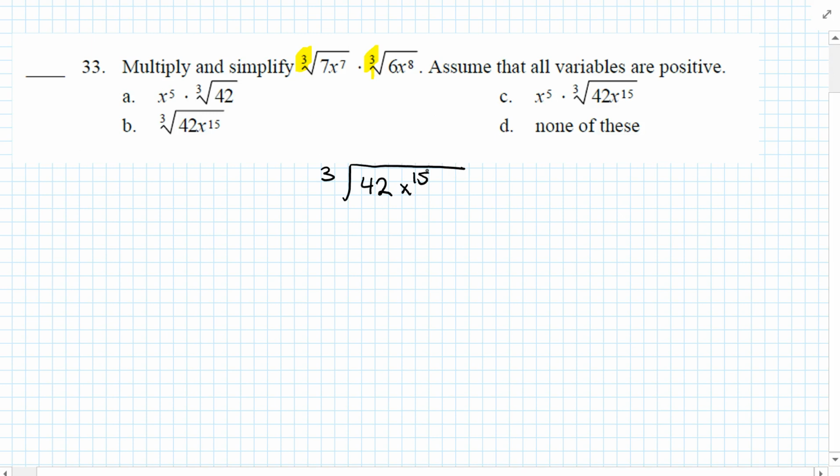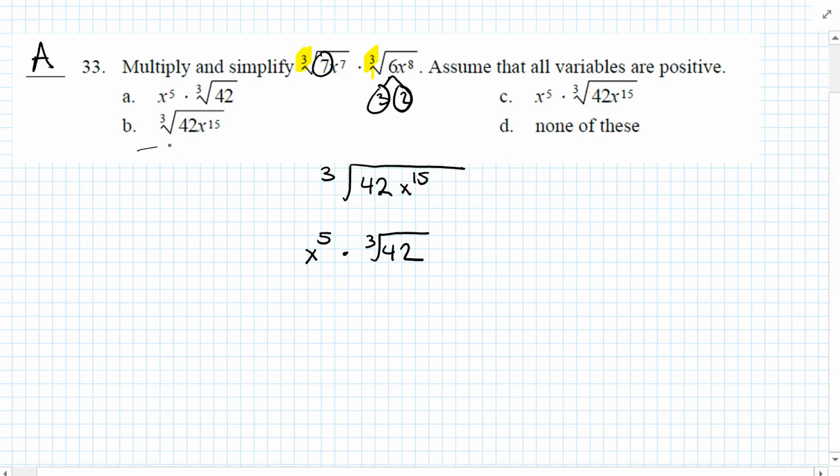Okay, so I'm pretty far. But have I simplified it? Not yet. Well, can I find a cube root of 42? Well, no. I could prime factor it to 3 numbers. 7 times 3 times 2. So 42 is as good as it can go in. But how many times does 3 go into the exponent of 15? It goes in 5 times. So what escapes? X to the 5th escapes times the cube root of 42. My answer is A.